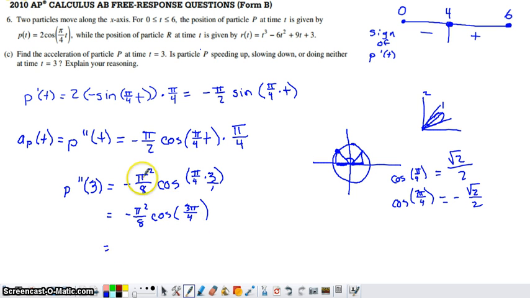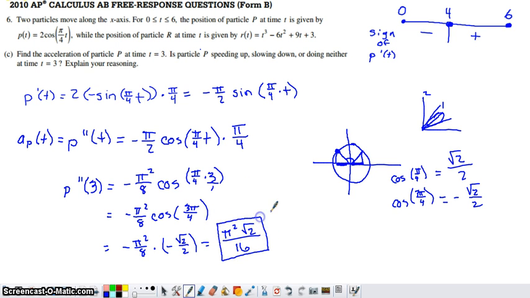by 4. So the second derivative evaluated at 3 ends up being negative pi squared over 8 times negative square root of 2 over 2. If you want to clean this up a little bit, it does get a little nicer because it's a negative times a negative, so your answer is a positive. And then you're going to have the pi squared still times the square root of 2 in your numerator. And then when you do bottom times bottom, you end up with 16. So this would be the acceleration of particle p at t equals 3.